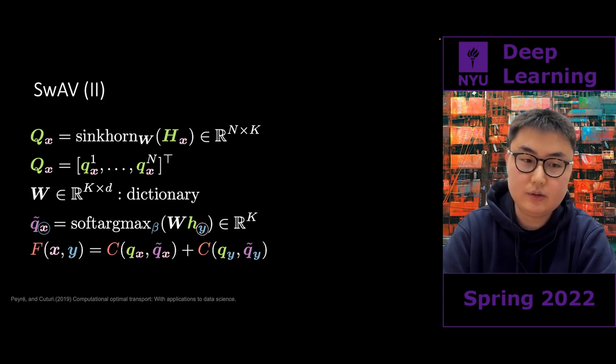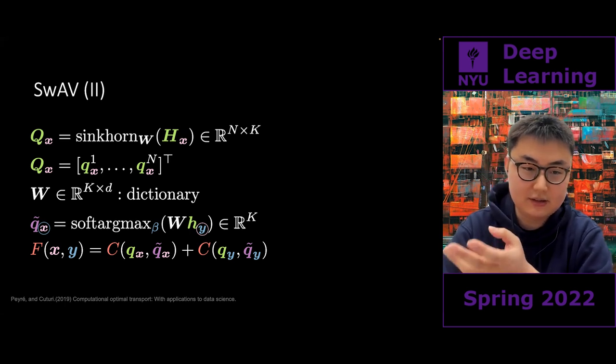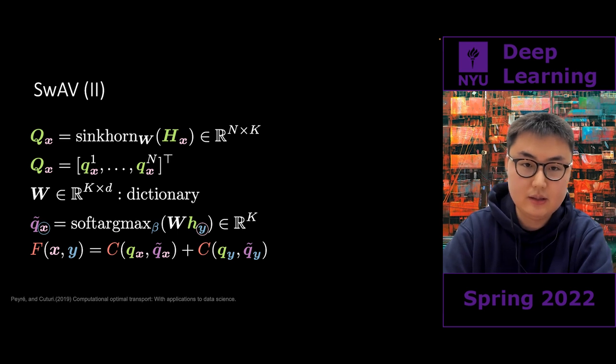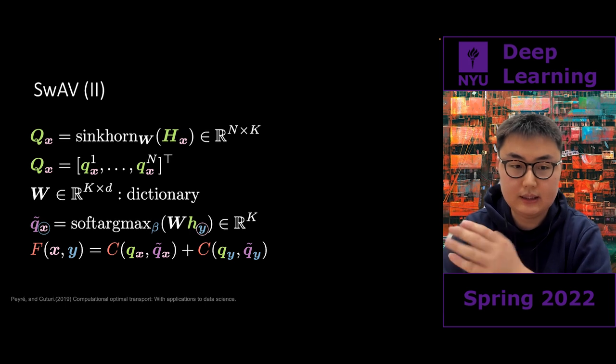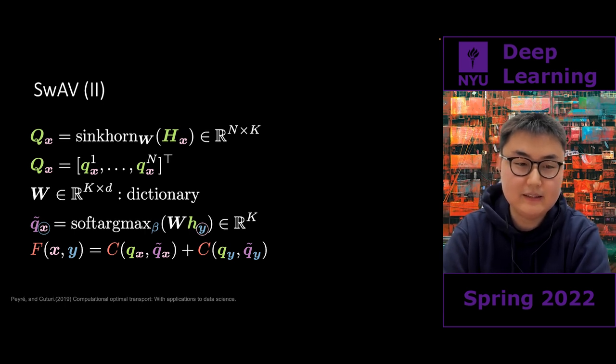For SWAV, K is a hyperparameter you can tune. But I think in the paper, they just use 8,000. H cannot be zero because H is normalized. H is fixed to be a unit vector. I think I mentioned it. The QX and the QY, actually you can swap. There's another symmetrical loss function. Basically, you get HY and QY, and here you get HX and QY. So that's why I only wrote half of the loss function. So the last line, I think we should have written F equal to the two C's, right?